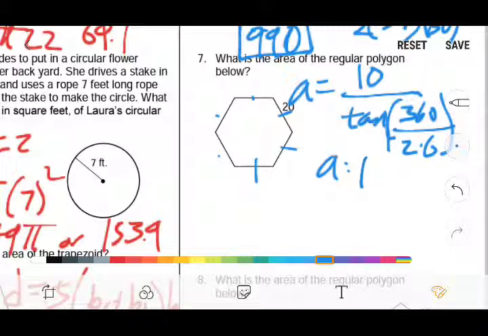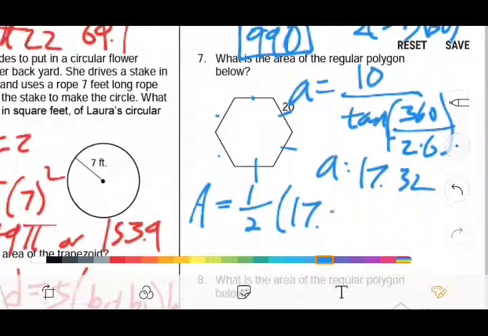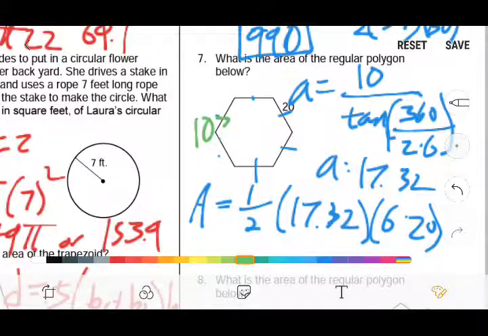So your apothem is 17.32. So then your area equals 1/2 your apothem, 17.32. And then there's 6 sides. Each side is 20. So 0.5 times 17.32 times 6 times 20. It's a big number. So for this one, I got 1039.2 is the answer.